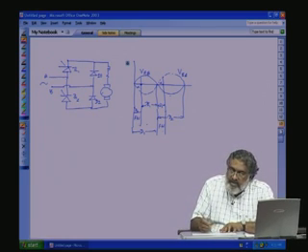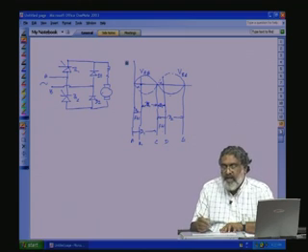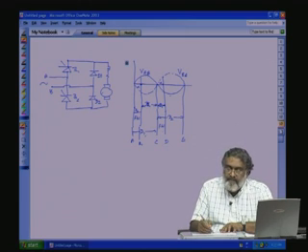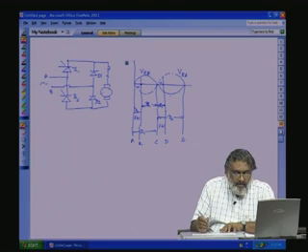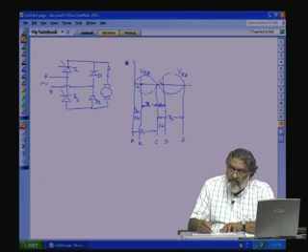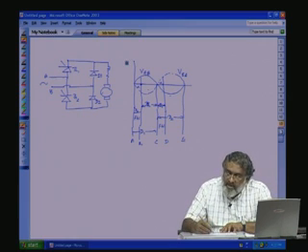Let us mark point A, point B, then C, D and E. So during this period, D1 will conduct from here to here, TH1 will conduct from here to this period. That period, when TH1 is on, TH1 conducts and D2 conducts. Sorry, this is the marking.